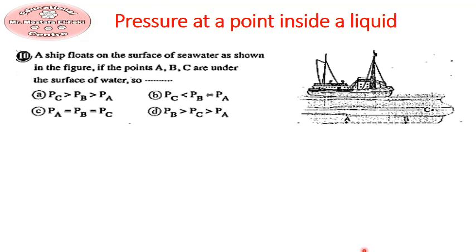A ship floats on the surface of seawater as shown in the figure. If the points A, B, C are under the surface of water, we know that all the points that lie in the same horizontal plane of the same liquid are acted on by equal pressure, so the pressure at point C is less than the pressure at point A, which is equal to the pressure at point B.